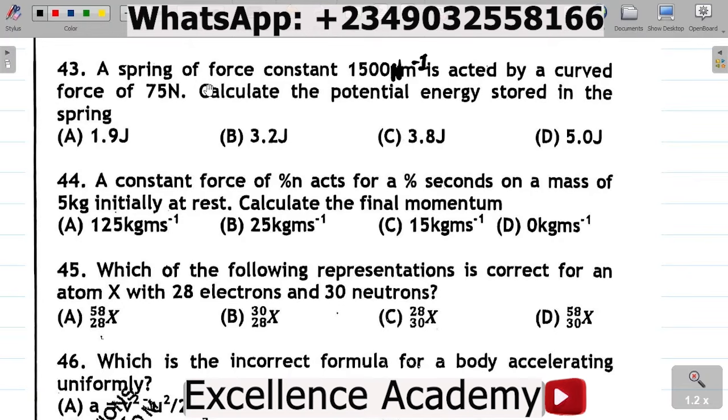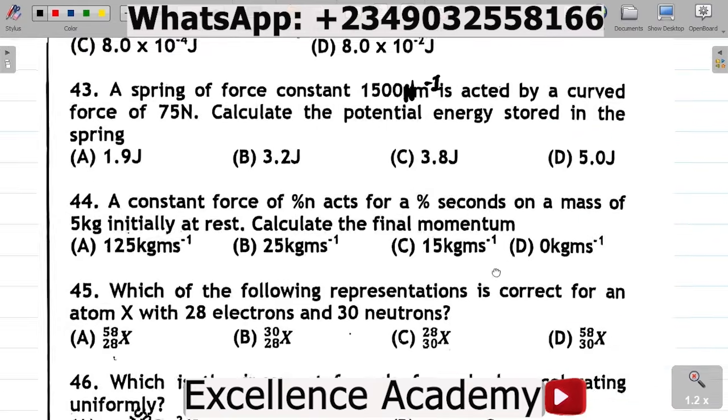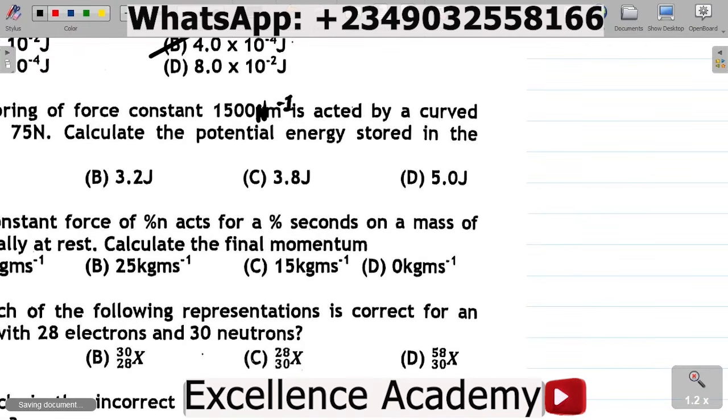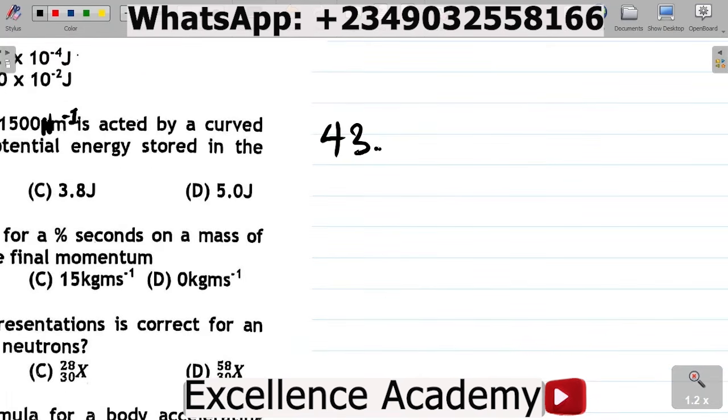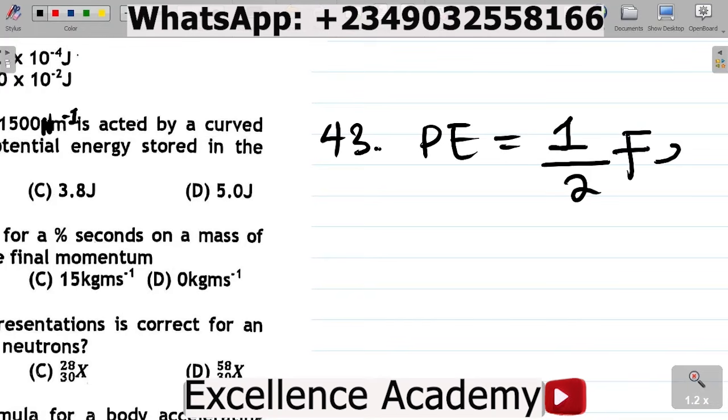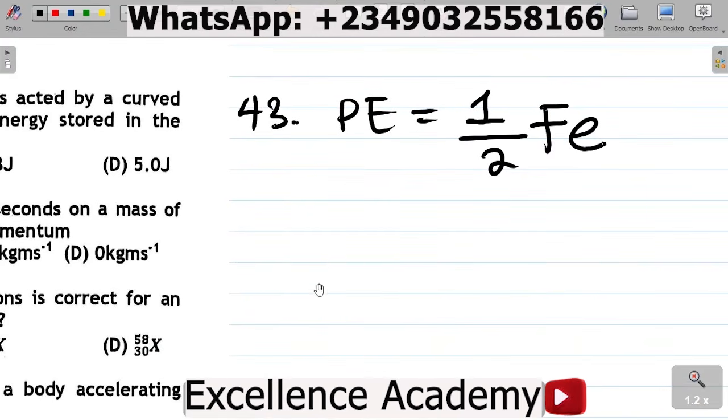43 says a spring of force constant 1500 Newton per meter is acted by a curved force of 75 Newton. Calculate the potential energy stored in the spring. All right, let's get this. So for 43, you want to note that the formula to calculate potential energy, PE, is simply equal to half times F, force, times E, extension. This is the formula to calculate the potential energy on a spring.